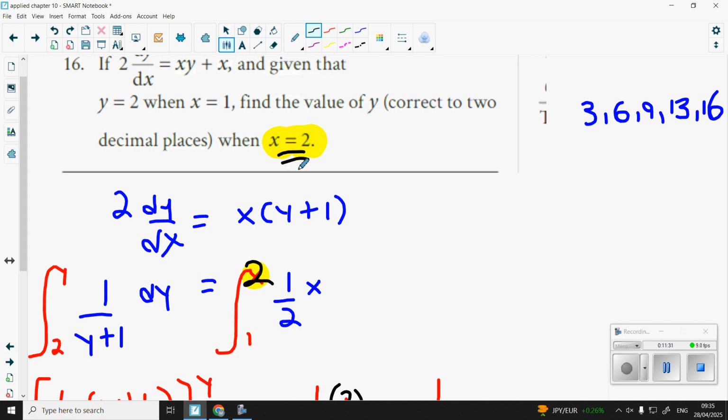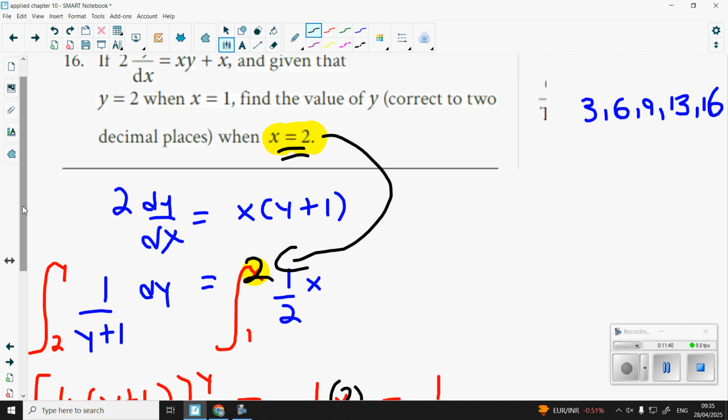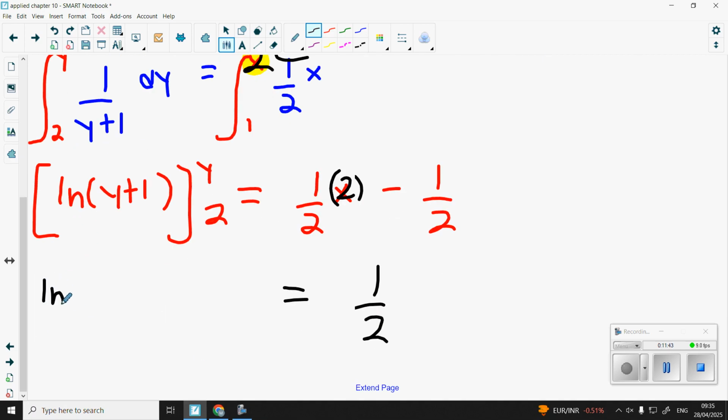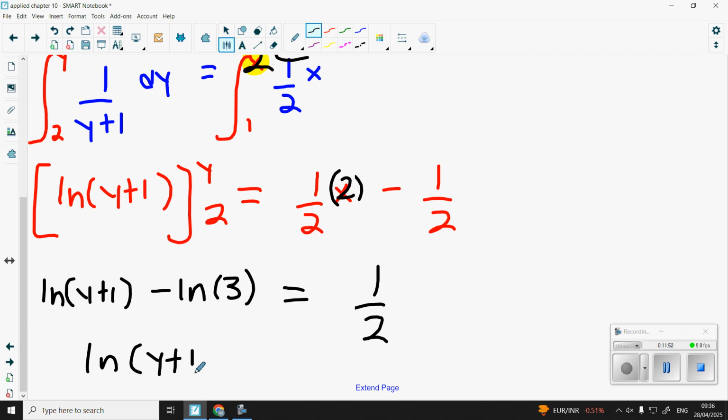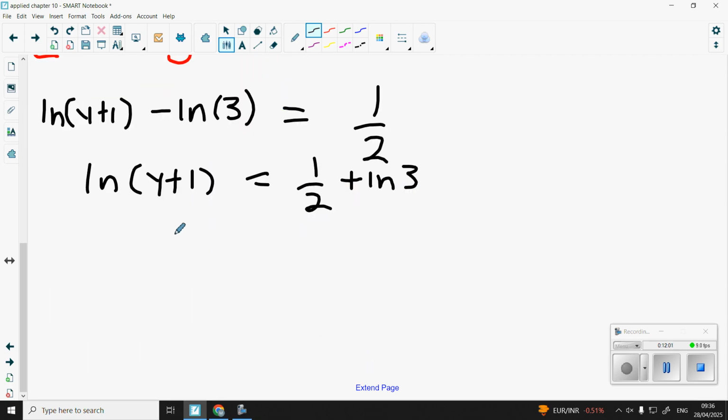Is everybody happy enough with what I did? It doesn't ask me for the generalized equation, it just asks me for the value when x equals 2. So that's why I used that on the top limit. It's going to come out a lot faster. So time's important. Plus 1 minus ln 3, and then ln y plus 1 is a half plus ln 3. And then we're going to do that e thing, aren't we? Yeah. y plus 1 is e to the power of a half plus ln 3.